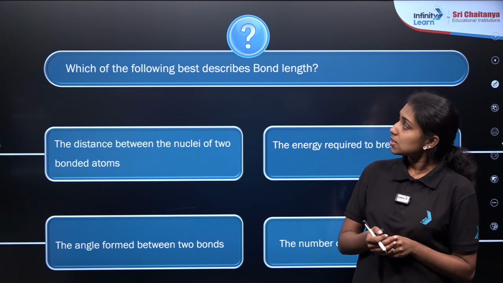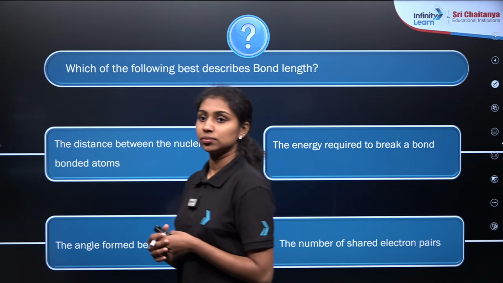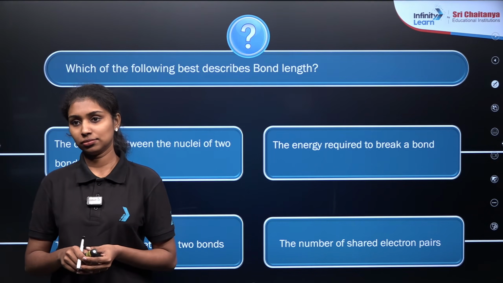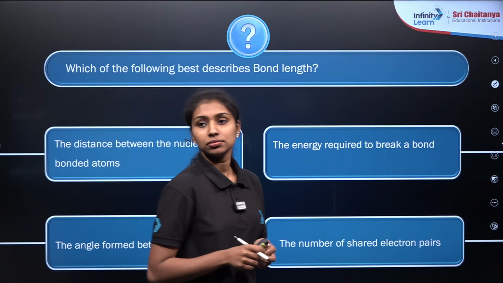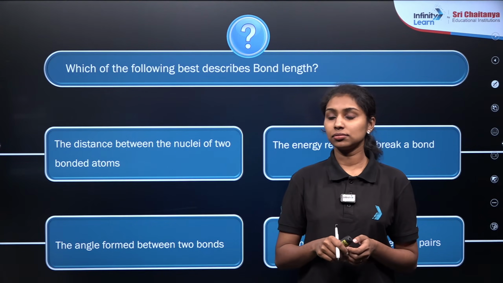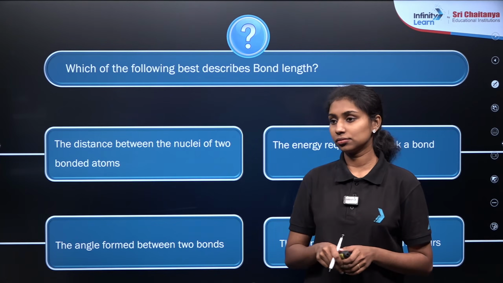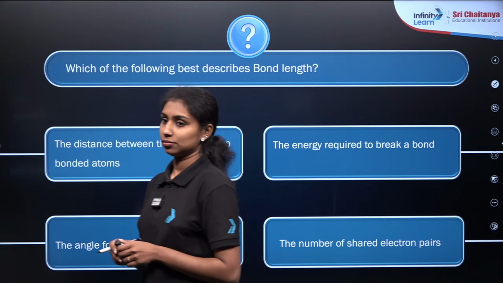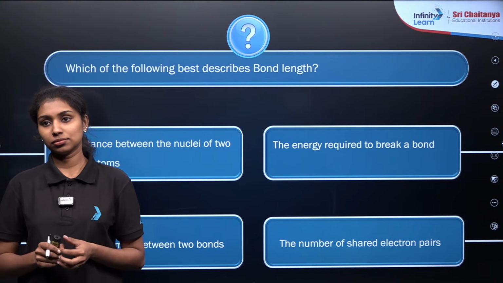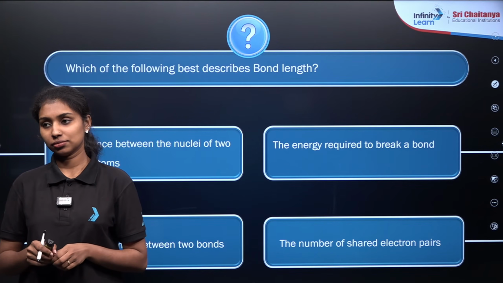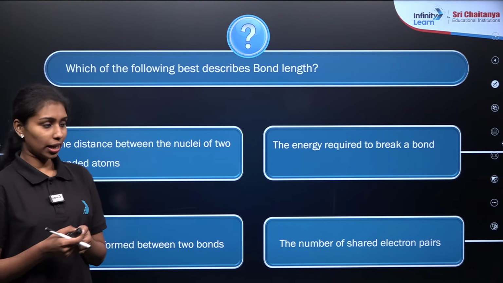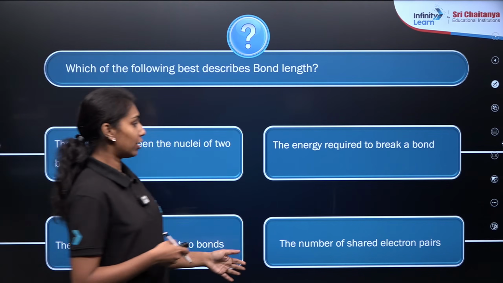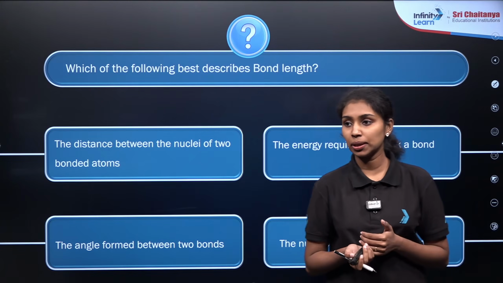Which of the following best describes the bond length? Four options are already given here. At least give me random guesses: A, B, C or D. What is the exact definition for the bond length?